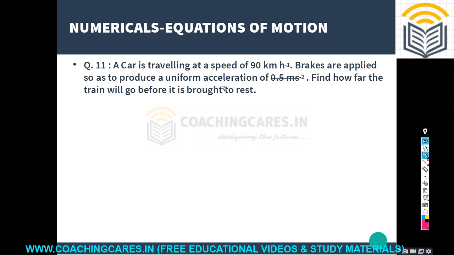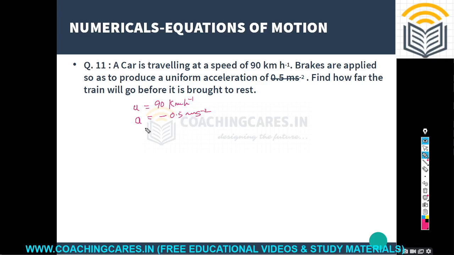So the car is traveling at this speed. This speed is given. This is the u. This is 90 km per hour. So uniform acceleration is applied through brakes. So that is retardation. So we'll take it as minus 0.5 meter per second square.